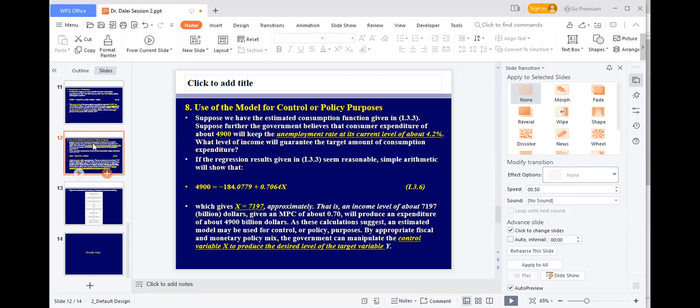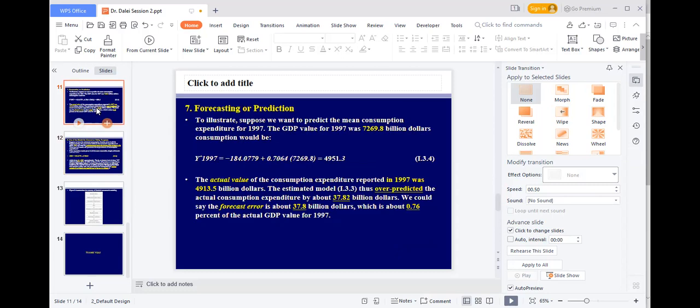So next, for the seventh step, yes. The next is forecasting or prediction. Once you have tested the hypothesis and validated the model, then using the same relationship you are able to predict or forecast for the future.